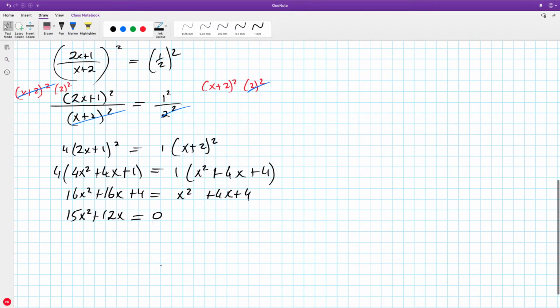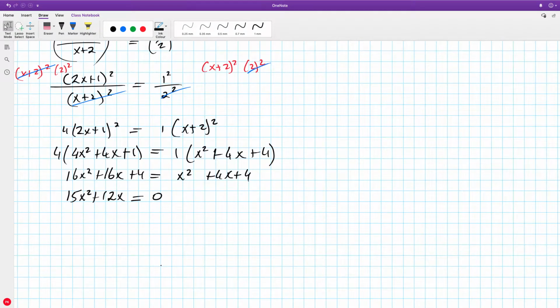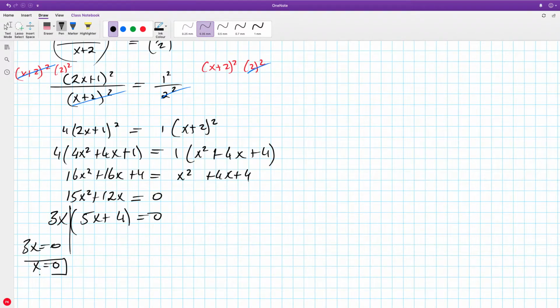What do I do? Minus b, quadratic formula, or brackets. Can't do brackets here, there's only 2 terms, so take out the highest common factor, which is 3x, and you're left with 5x plus 4 is equal to 0. Line down the middle, 3x is equal to 0, x is equal to 0, 5x is equal to minus 4, x is equal to minus 4 over 5.